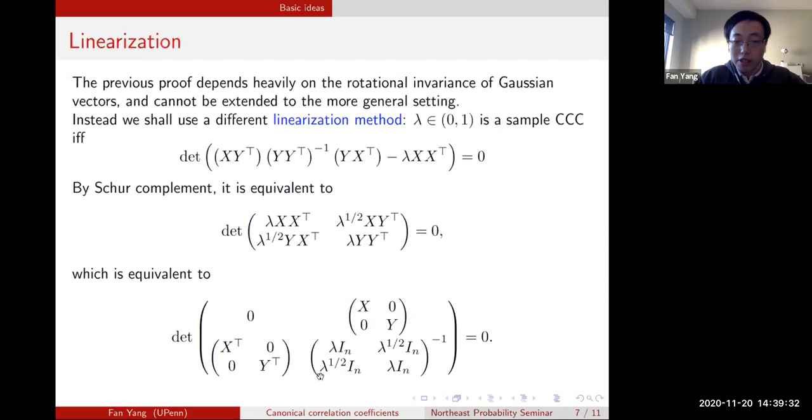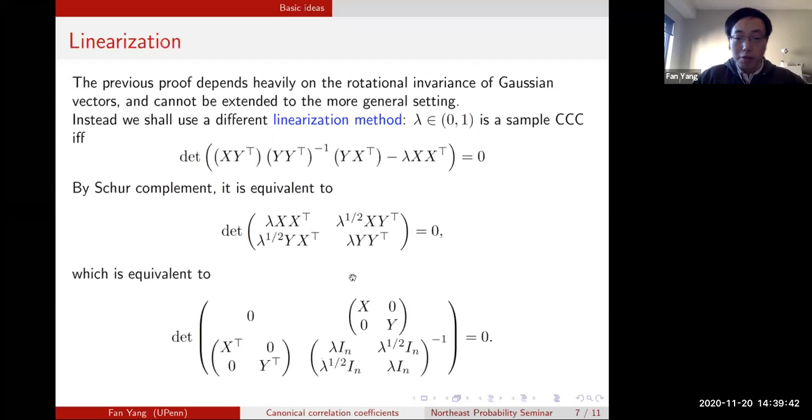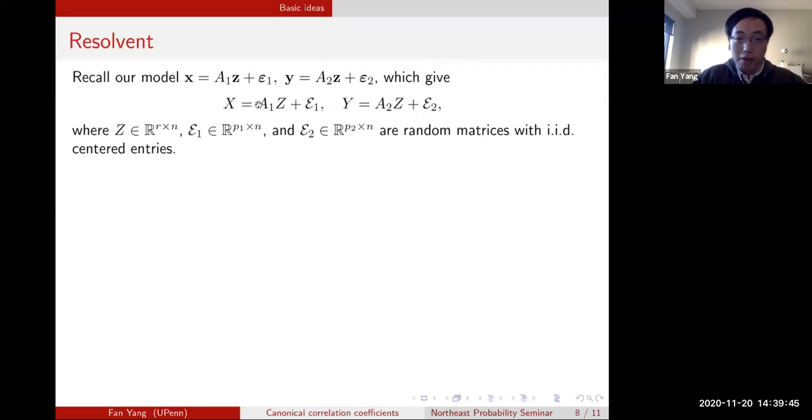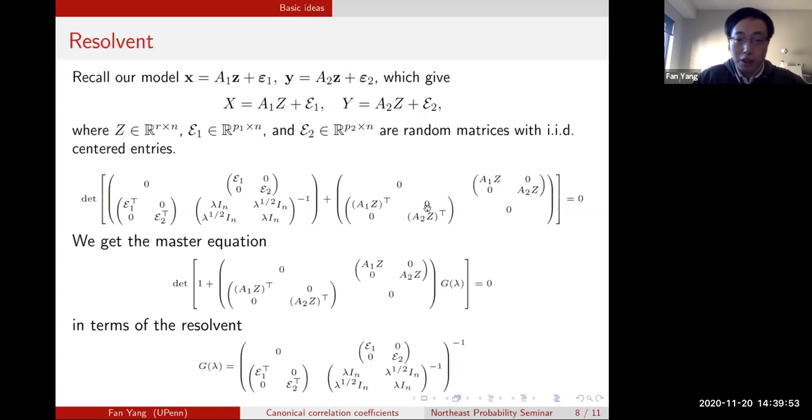Now we call this one a linearization because this matrix depends linearly on X, X transpose, Y and Y transpose. Now we apply this master equation to our model. We have a signal plus noise. Then we write the previous master equation as the noise part plus the signal part. We define the inverse of this matrix as the resolvent, call it G(lambda). Then we pick out this matrix outside this equation. We get another master equation, determinant of 1 plus the signal part times the resolvent.